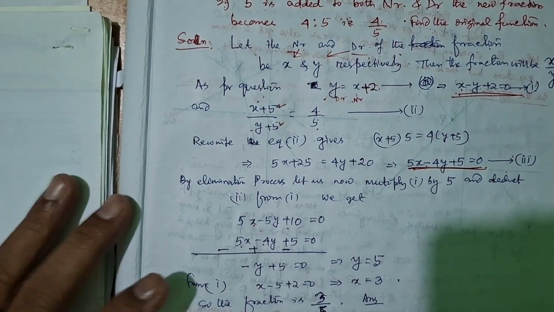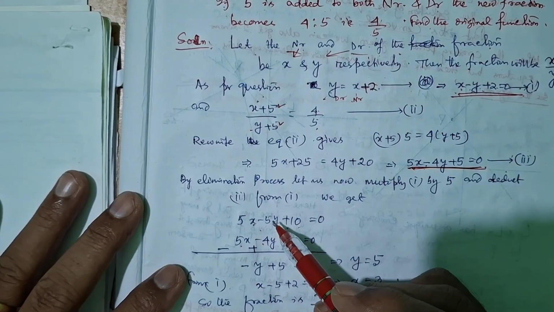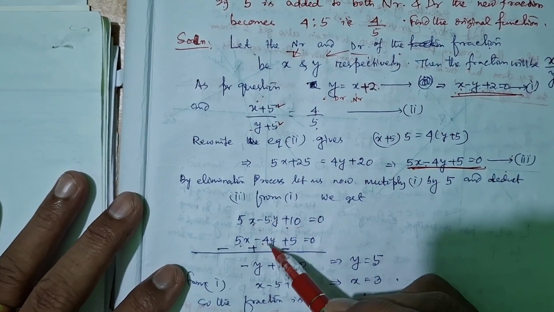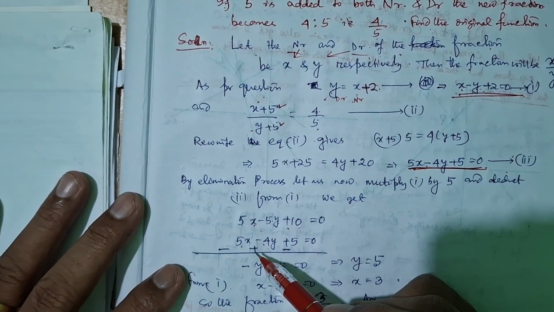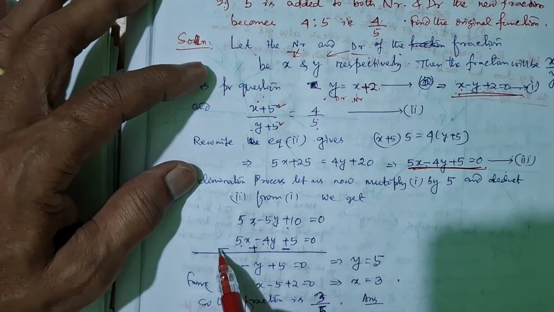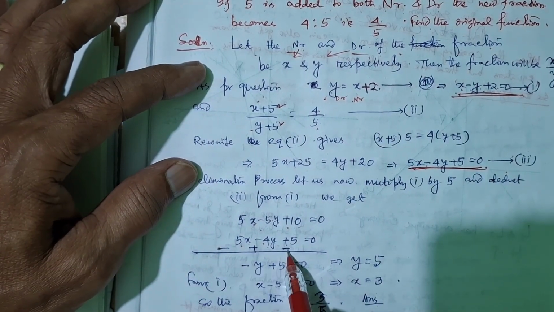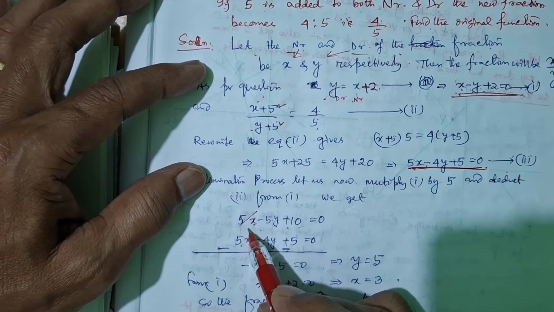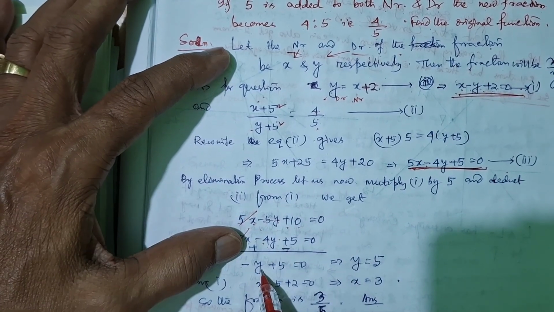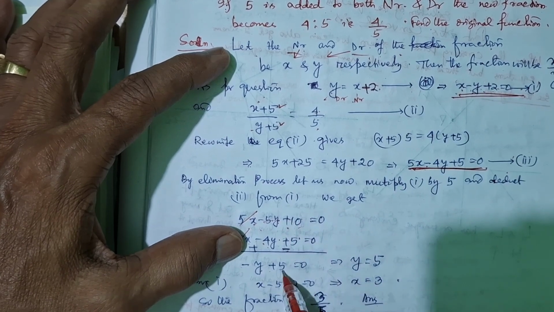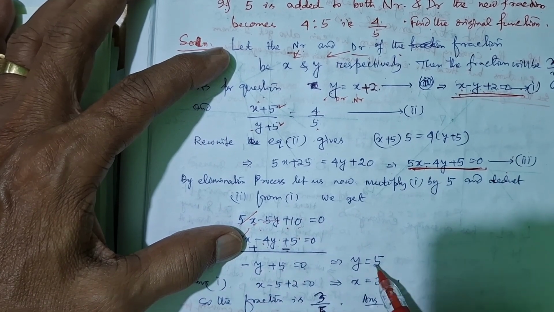Now what will we do? To eliminate something. How will we eliminate? Will 5y or 4y be eliminated? No. 5x will be eliminated. By which process? You will subtract this. Just put the sign minus, plus, minus. This cancels out. Minus 5y plus 4y, that is minus y, plus 10 minus 5, that is 5, is equal to 0. So y is equal to 5.